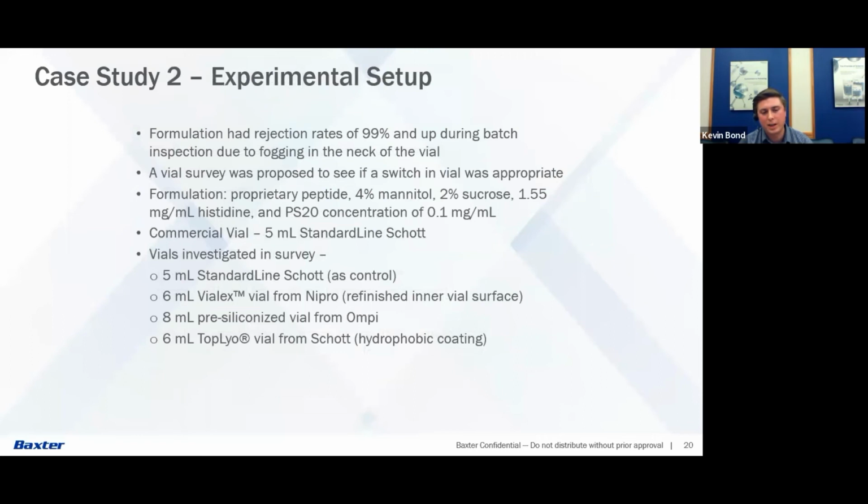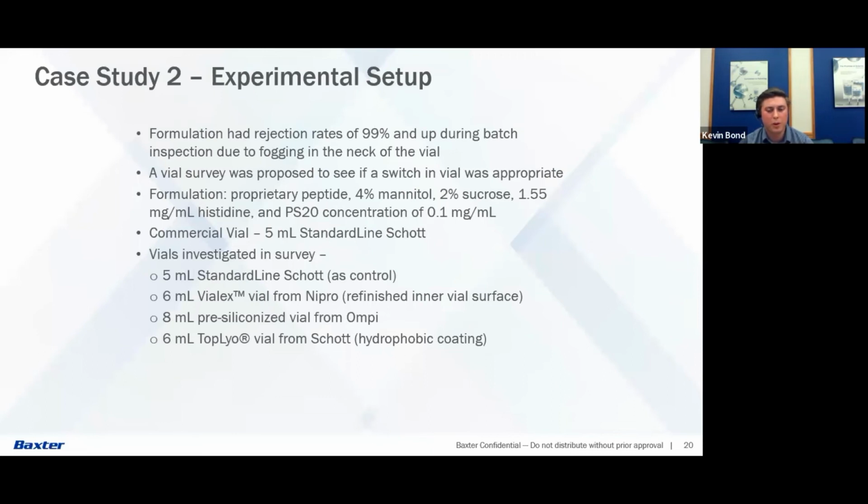And this case study was brought to our attention because there was a specific formulation which had experienced extremely high rejection rates during inspection of 99% and up for a number of batches. And so they were rejected because that fogging was observed above the shoulder and in the neck. So it was decided that we would do a survey of different vials to see if different vial types could help reduce the fogging in this drug product.